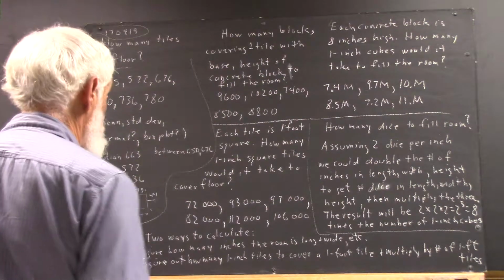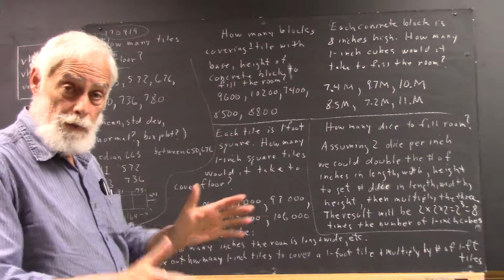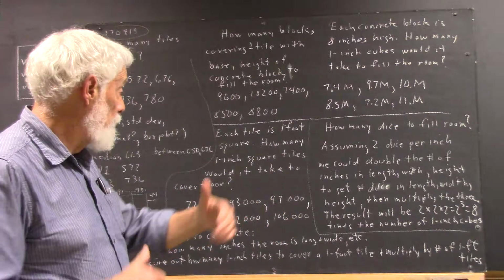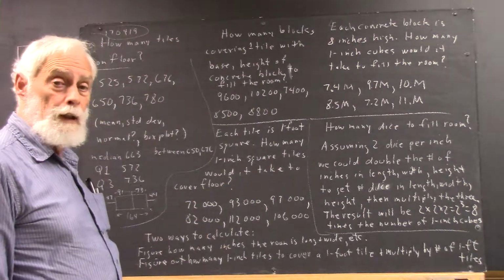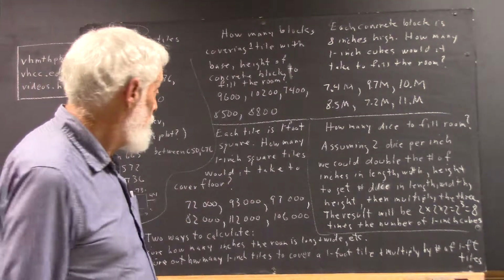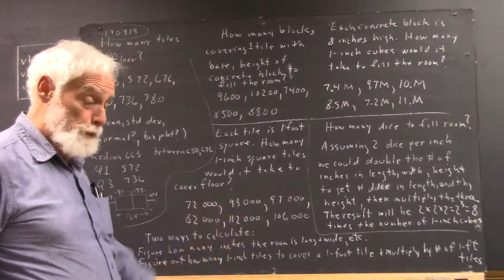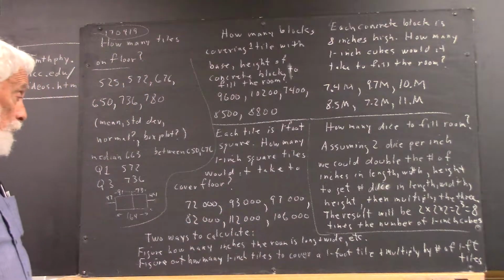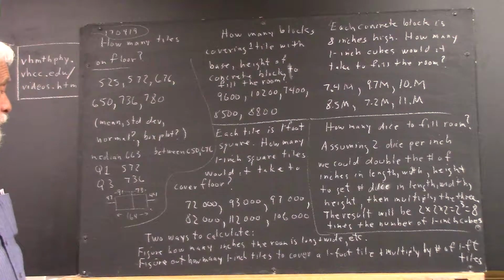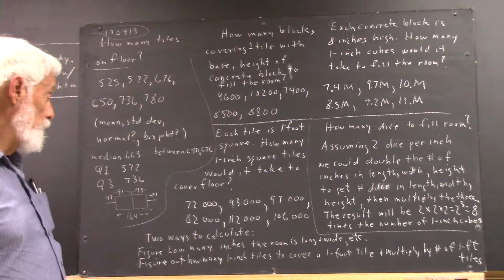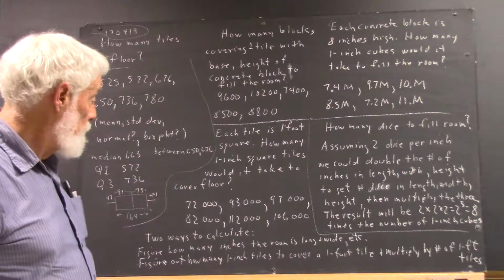Okay, again, we're asking the question: if each tile on the floor is a 12-inch square, 12 inches by 12 inches, how many 1-inch square tiles would it take to cover the floor? Well, these are the results people got, and they're perfectly good results, and they're totally compatible with the results they got previously.